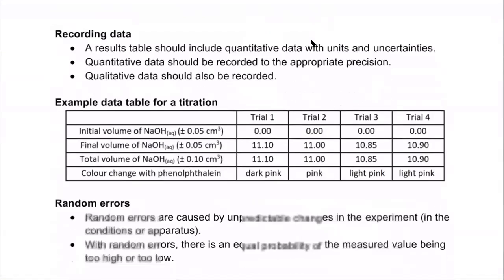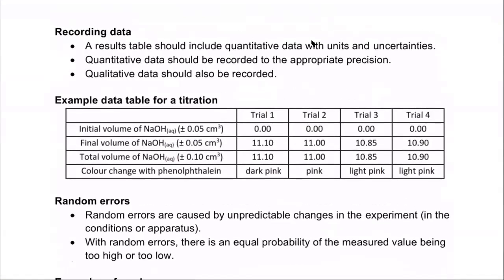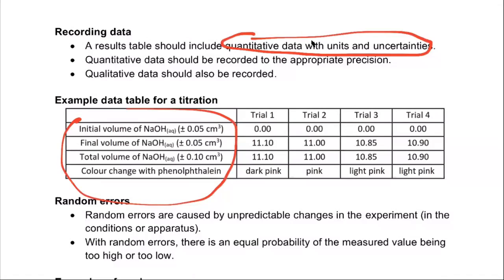So when you record your data, both quantitative and qualitative, you want to make sure you have it in a table. This is a good example of a table. You want them to be organized. You want them to be labeled. All the quantitative data has to have units and uncertainties. If you notice right here in this first column, they've told us what they're measuring. The first line says initial volume of NaOH, and after the actual title it has the uncertainty and the units right here. So it's important that you always list the quantitative data with the units and uncertainties, because you're graded on that as part of your IB grade. If you don't have it, they'll knock you off on points.